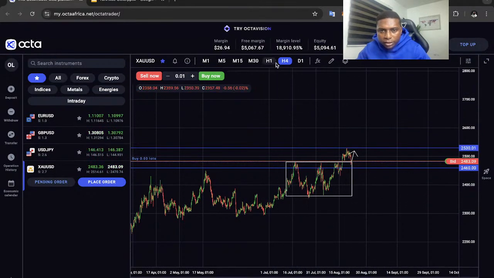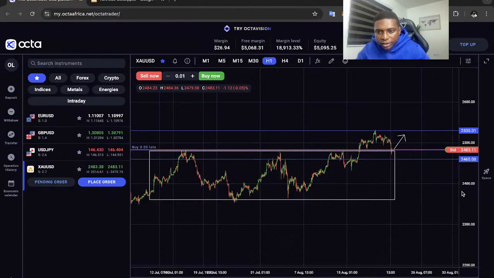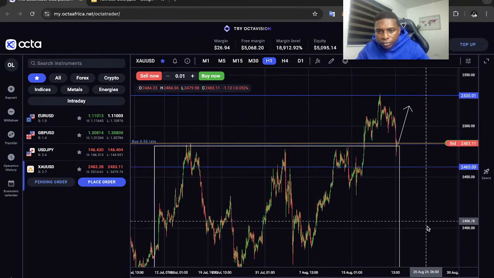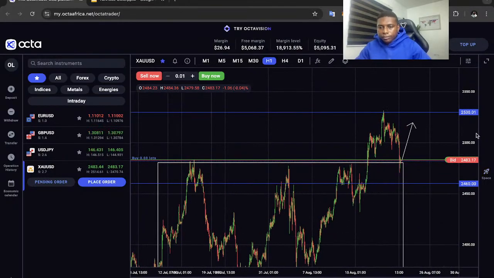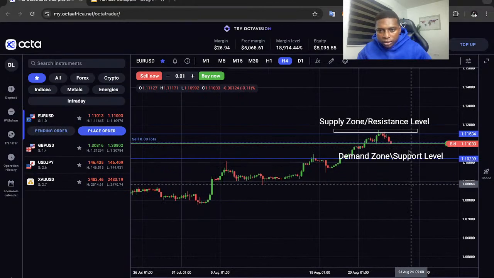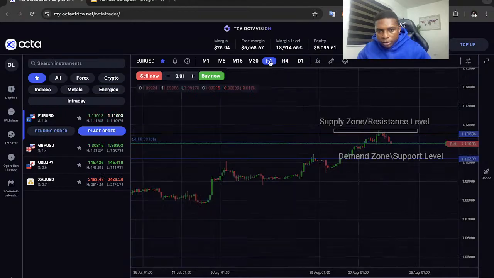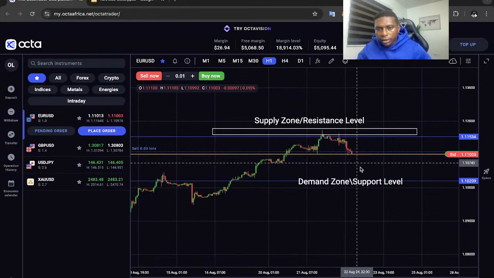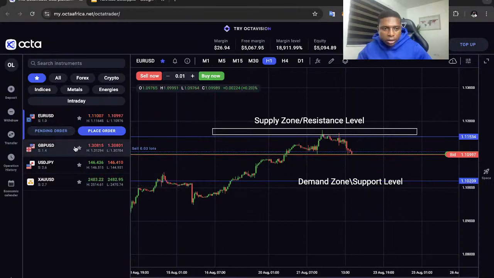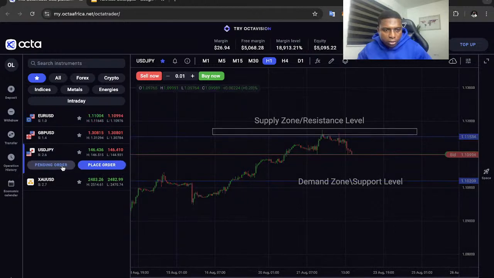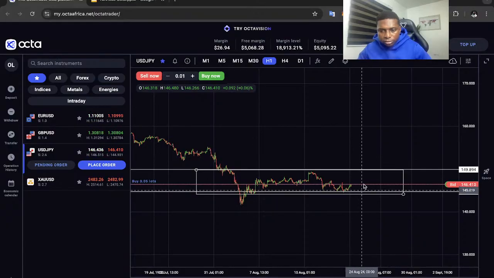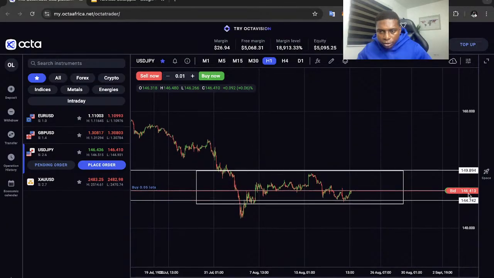You can see how price is pushing back up from these levels. Let's see what is also happening on EURUSD. You can see EURUSD now, price is pushing down. Okay, price is going down, and that makes sense when you look at USDJPY. Likewise, you can equally see the price is pushing back up.